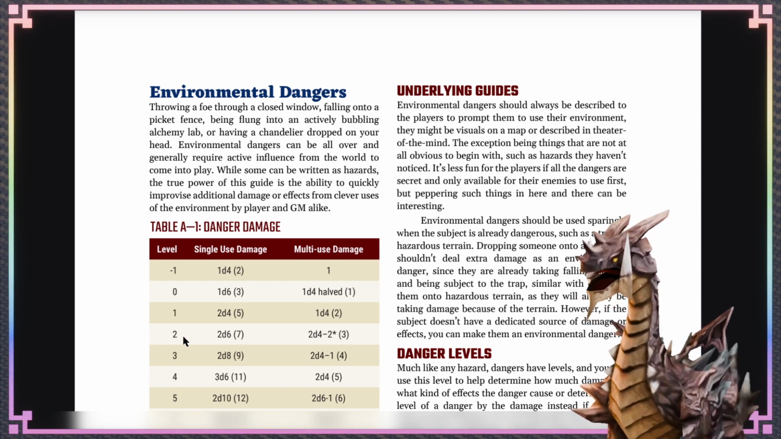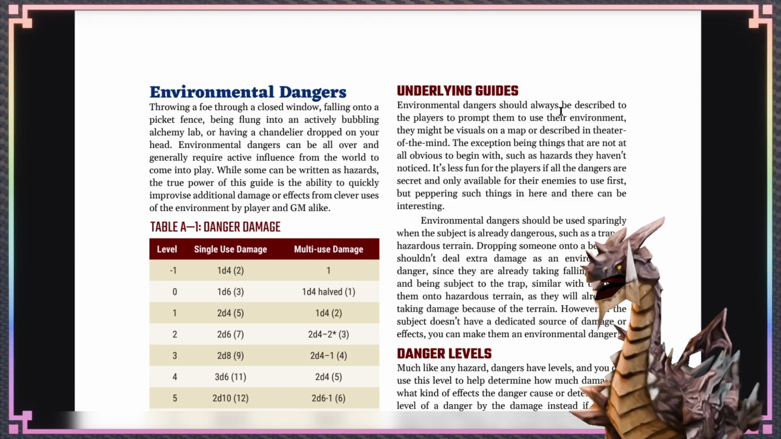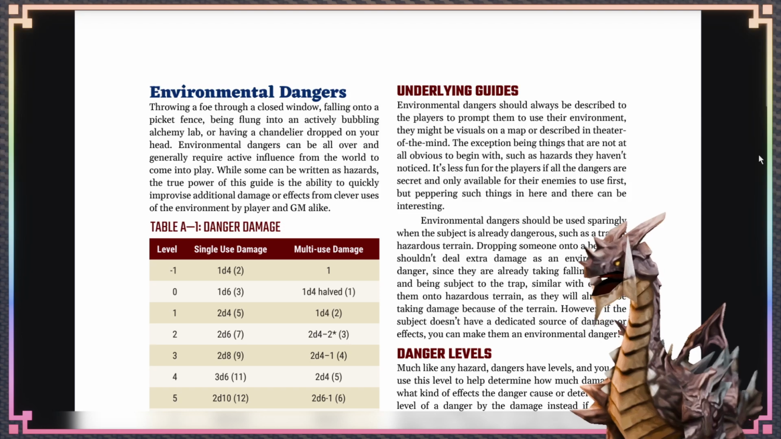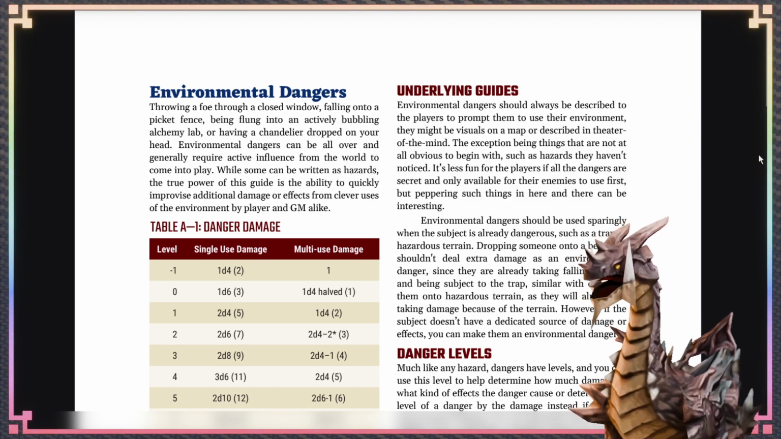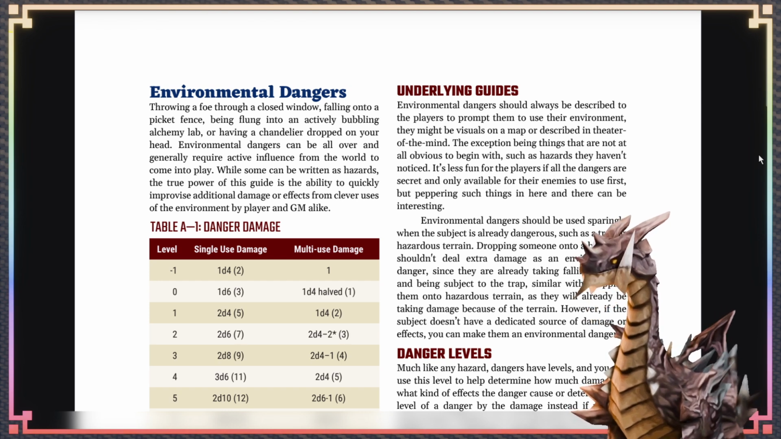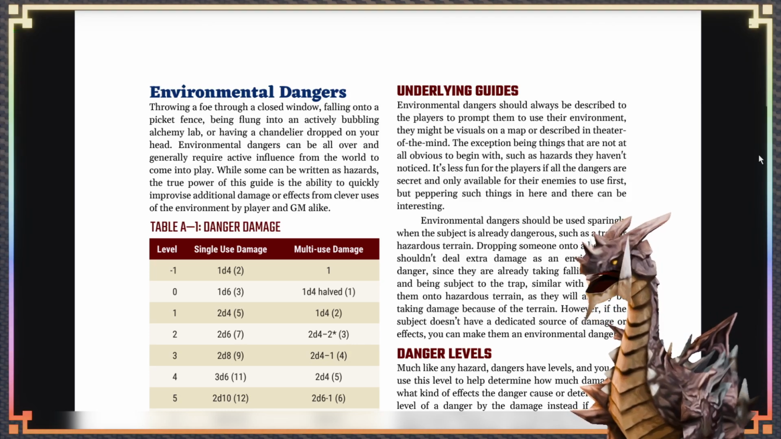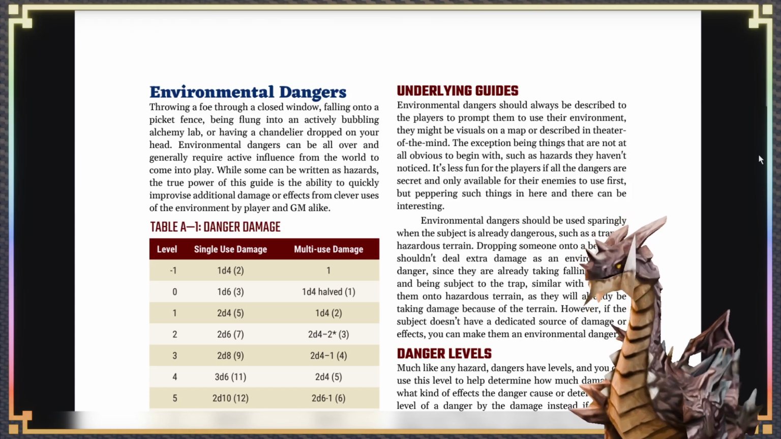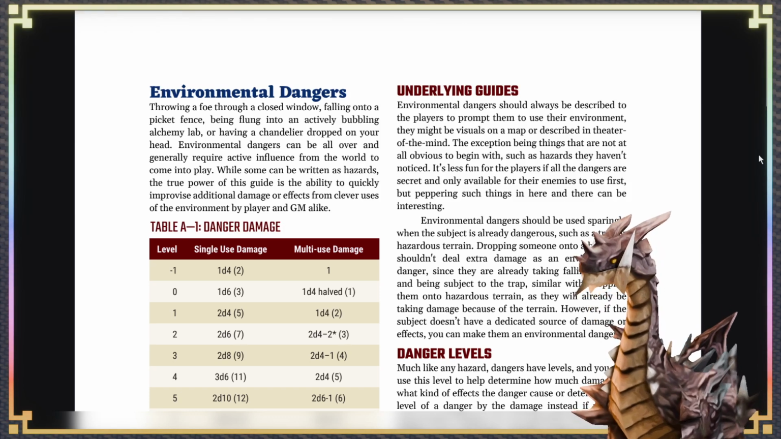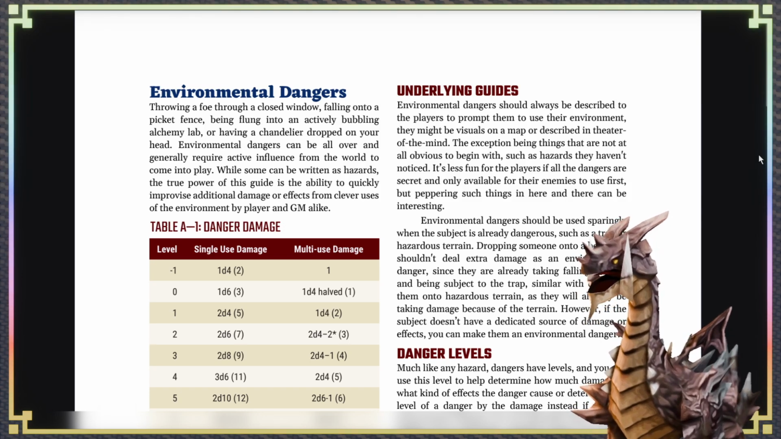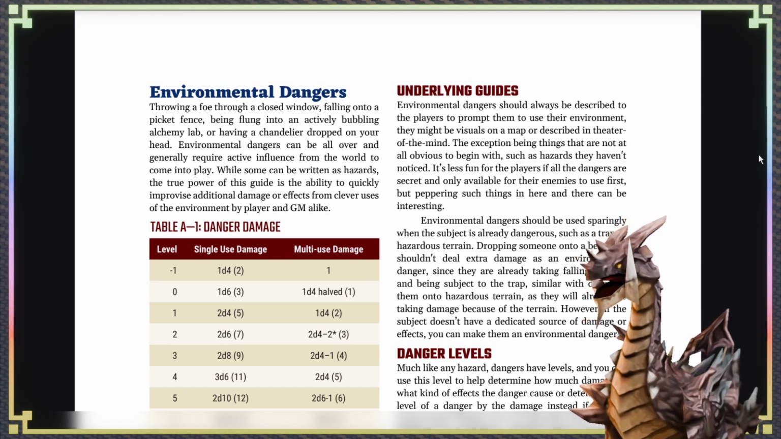We have a table here, which we will get to later, but we immediately go to underlying guides. Environmental dangers should always be described to the players to prompt them to use their environment. They might be visuals on a map or described in theater of the mind. The exception being things that are not at all obvious to begin with, such as hazards that haven't been noticed. And this is hazards in the sense of the word, unlike the mechanical sense that we have in 2e. It's less fun for the players if all the dangers are secret or only available for their enemies to use first, but using this now and again, peppering such things here and there, can be interesting.